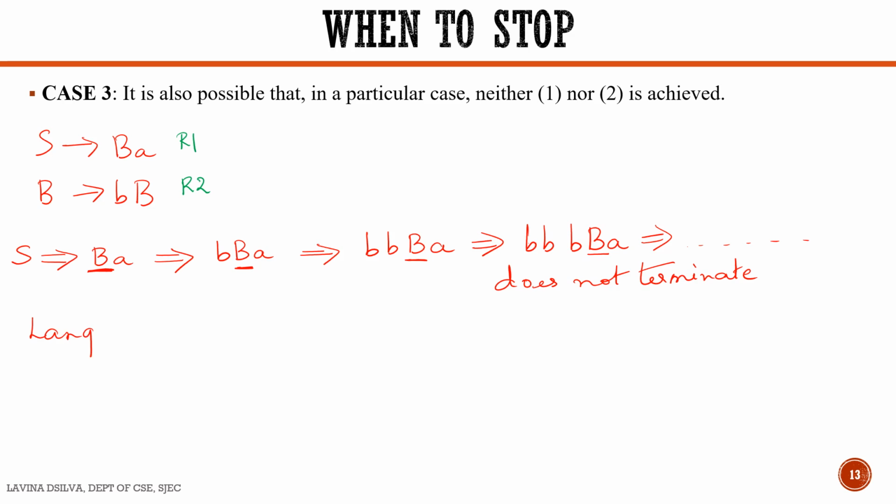The language generated by the grammar is a null language. So we have seen the three cases when we can stop derivation. In case number 1 we were able to stop the derivation because we obtained the string, whereas in case number 2 and case number 3 we had to stop but we were not able to obtain the string. Therefore we can consider that in case number 2 and case number 3 we had a bad grammar.